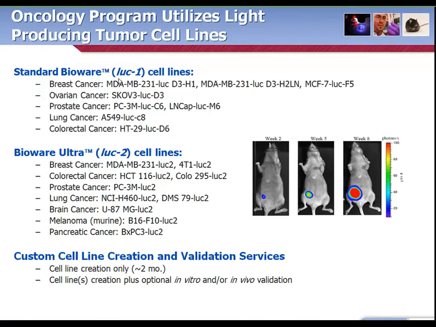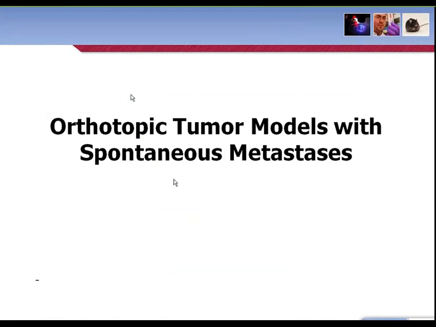This slide talks about standard BioAir and BioAir Ultra. They differ only in the specific luciferase sequence that the cells have been modified with. Luciferase 2 has been codon optimized for expression in mammalian cells. However, we've used a lot of these cells with luciferase 1, and we have good sensitivity doing studies with them.